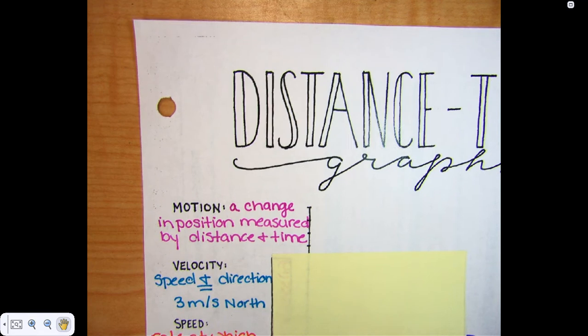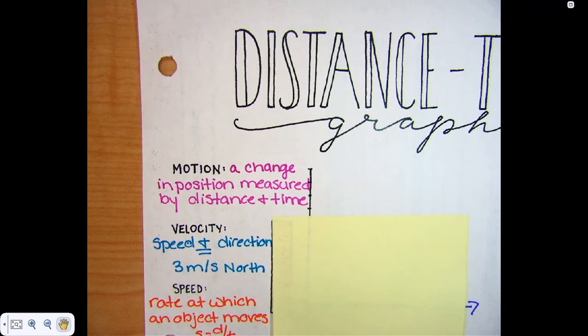We have talked about velocity already. Velocity would be your speed and your direction. So 3 meters per second north is one. It gives me both my speed and the direction it's traveling in. You could also say 45 kilometers per hour southwest. You could even say 2 meters per second towards first base. Those are all speeds with directions.